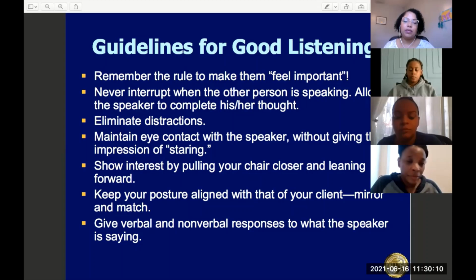You also want to give some verbal and nonverbal responses to what the speaker is saying. So say your client is speaking, you want to nod your head, or you want to lean in to make sure that you're listening. That eye contact. So essentially, you want to be present.